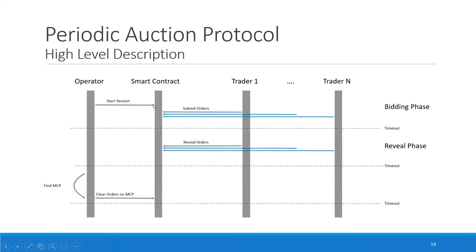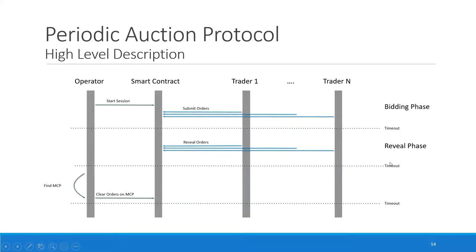Once the smart contract is initialized and the session has started, the bidding phase starts, and traders can submit their orders to the smart contract. Once the bidding phase is closed, then the reveal phase comes in. Here, traders are going to reveal their orders, but they're not going to reveal them as plain text. They are going to reveal them by sending an encryption of their orders. And these encryptions are created using the public key of the operator. So only the operator can decrypt the revealed orders, but any other party or observer will not be able to determine the underlying values for these orders.